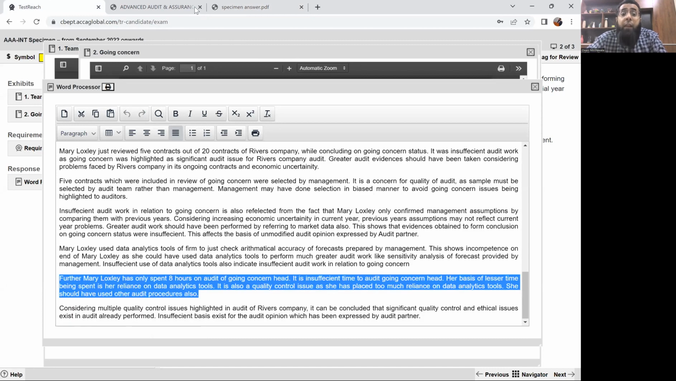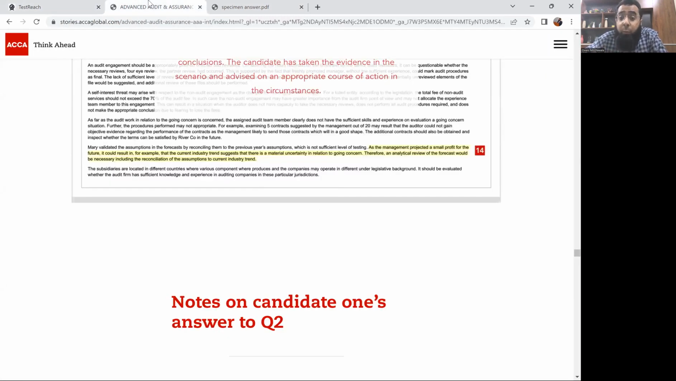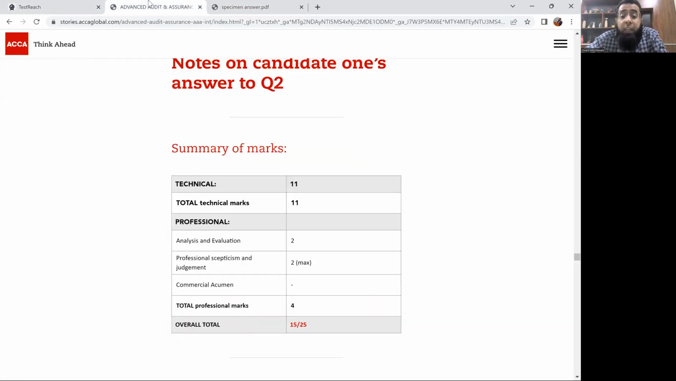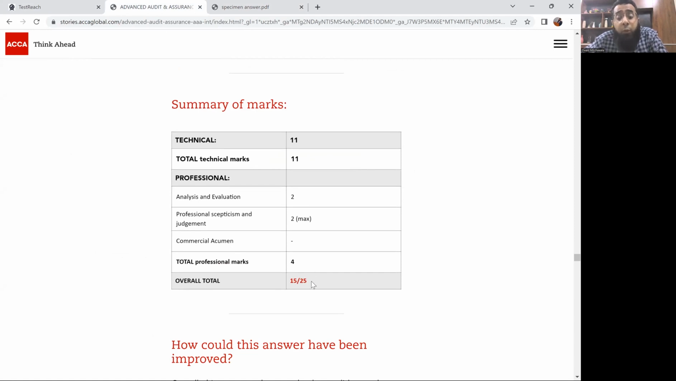Now, how many marks were given to candidate 1? He was provided with 15 marks out of 25. He has lost some technical marks. There were a total of 20 technical marks, and he only got 11 marks. Primarily, the reason being that he missed many comments which we have included in our answer, but this candidate 1 missed out those points.